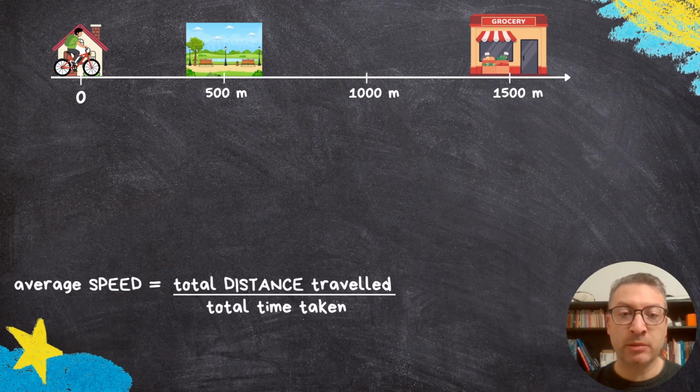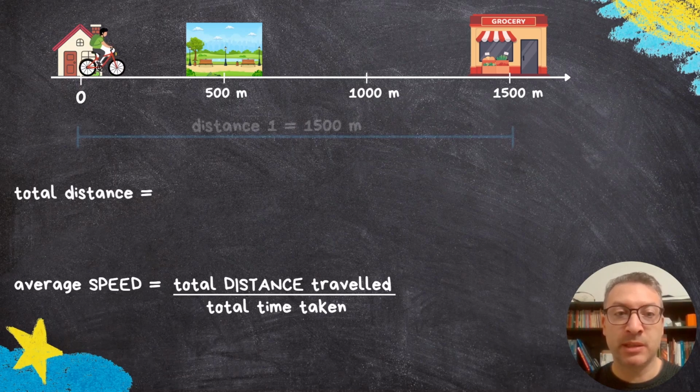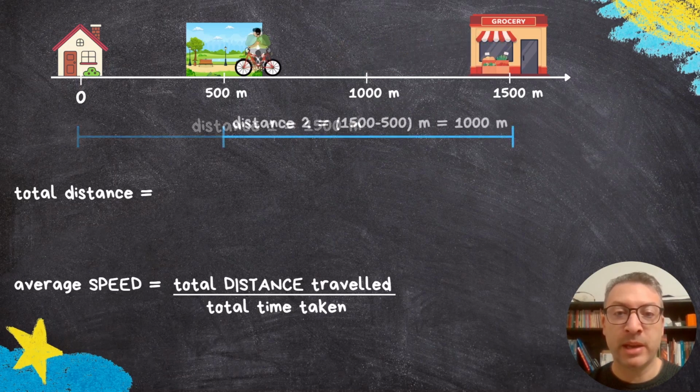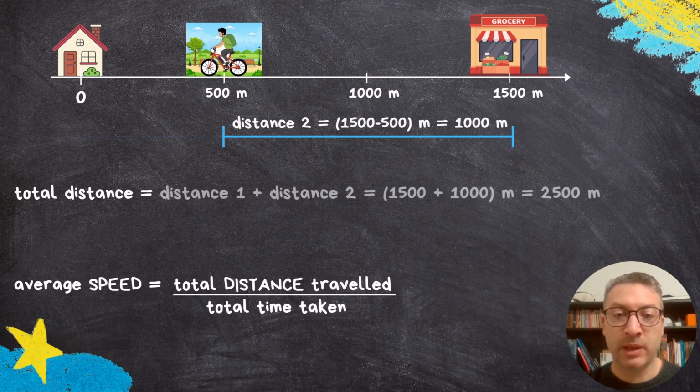Average speed is the total distance traveled divided by the total time taken. To calculate the average speed, we need to determine first the total distance traveled. Your movement is made up of two parts. In the first part, the distance traveled is 1500 meters. The second distance traveled can be found by difference, and that equals 1000 meters. So overall the total distance is 2500 meters.